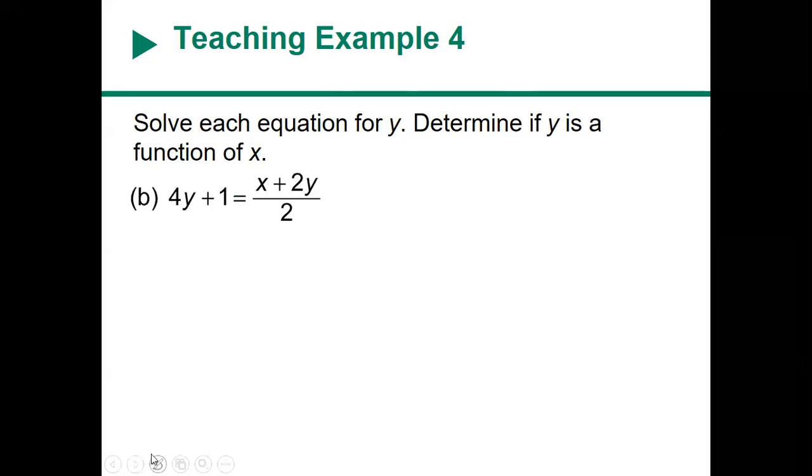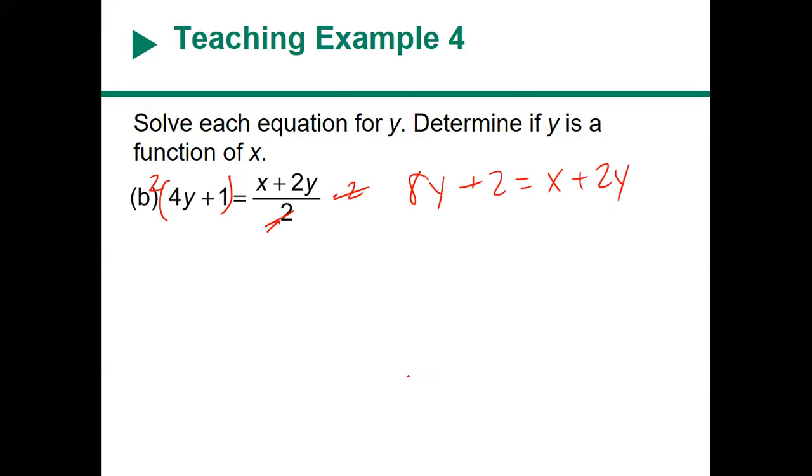So now let's try it again. My goal is to get y by itself. So I need to get all my y's on one side and then determine if it's a function. Y is a function of x. So my first problem is this guy. Multiply by 2. I'm going to multiply both sides by 2. Cancels this side out, and I'm left with 8y plus 2 equals x plus 2y.